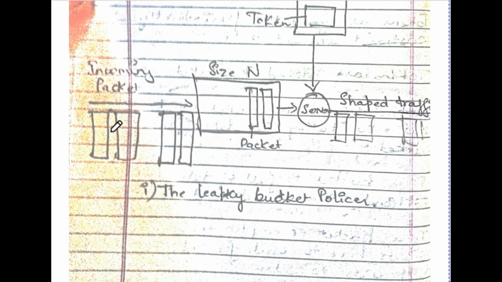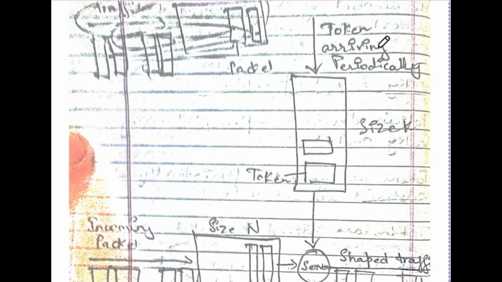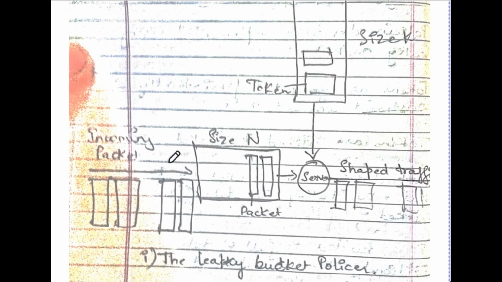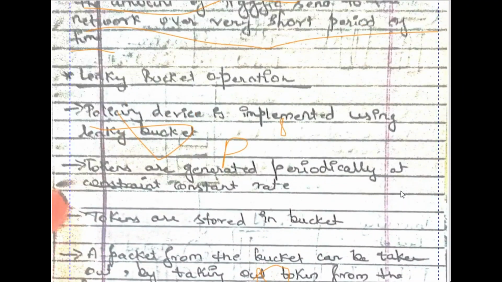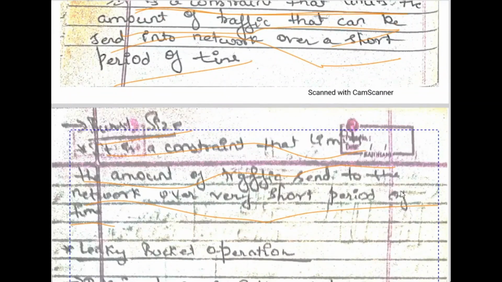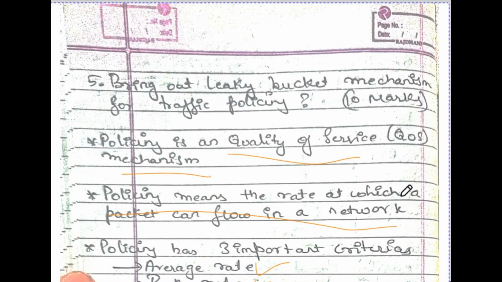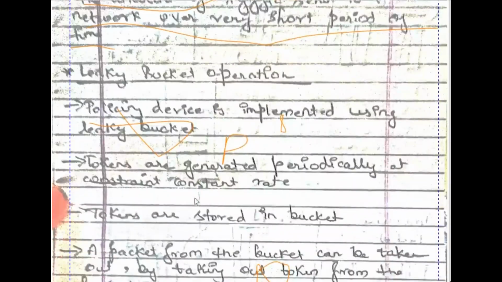Diagram. This is the packet generating, and this is the token generating for each packet. The packet of size n is going to the server. The token is also going to the server, and the output is shaped traffic. The main function of this policing is to measure the rate at which a packet can flow into a network.